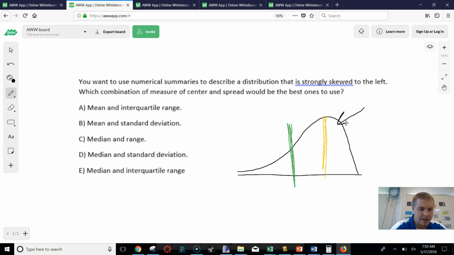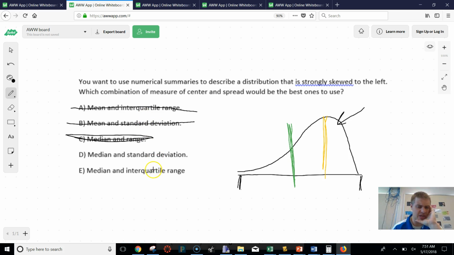So anything that has mean in it is definitely not going to be right, because the mean is pulled over. Now when we look at other things, the range will be a really bad measure of spread, because that outlier is going to make that data set really wide. So range would be a terrible measure of spread. Range is normally not a good measure of spread in general, so you generally don't use it.